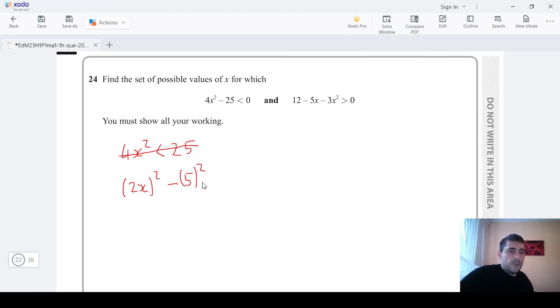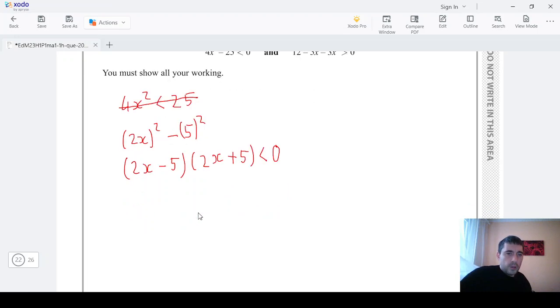I just made the difference of 2 squares. Now I can just put it into the formula: 2x minus 5 and 2x plus 5, all of that less than 0. So it will be slightly easier to work out this inequality this way.